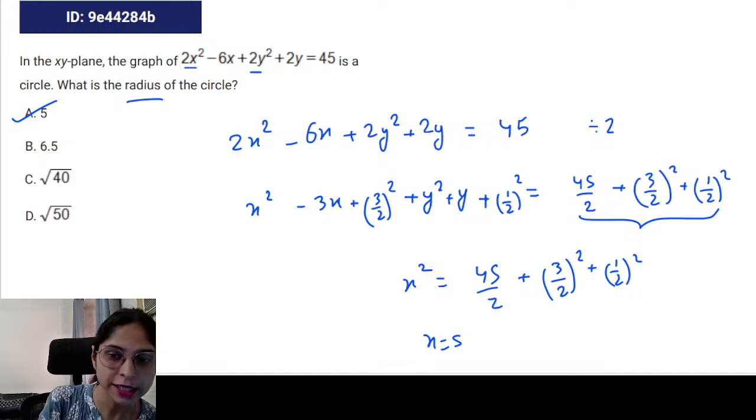No, you cannot directly use complete the square because there's a 2 in front of x square and y square. So first you have to divide with 2 and then you have to complete the square. That's the only condition. After dividing the entire equation with 2, you can do it.